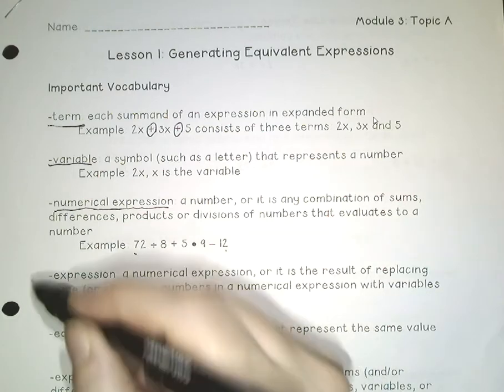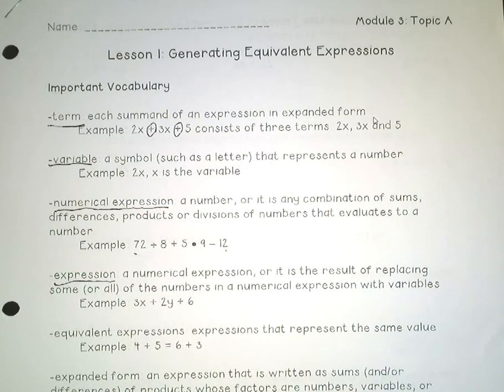Next one is expression. Expression is a numerical expression, or it is the result of replacing some or all of the numbers in a numerical expression with variables. So this is an expression, not numerical one anymore because we already have variables here. 3x plus 2y plus 6. That's an expression. It doesn't have an equal sign. It's just a bunch of numbers put together using addition.